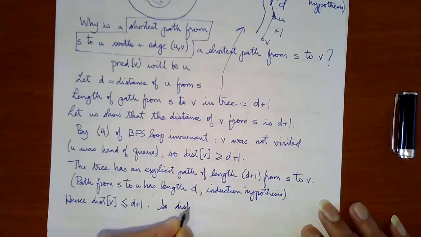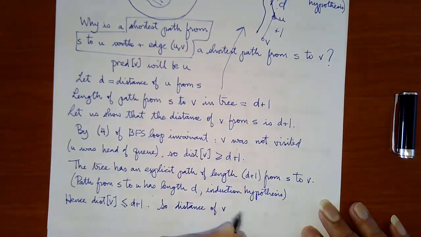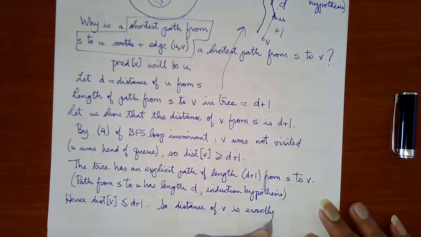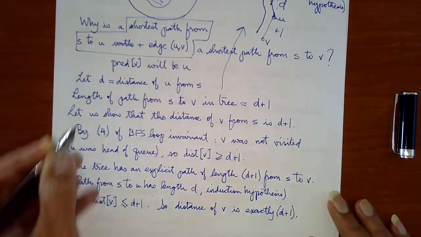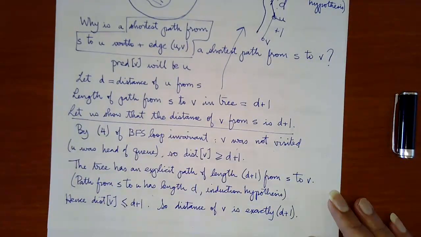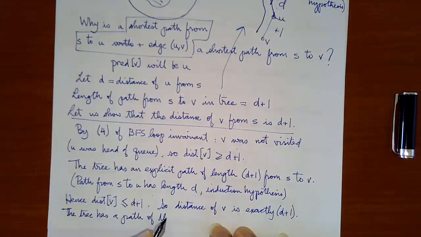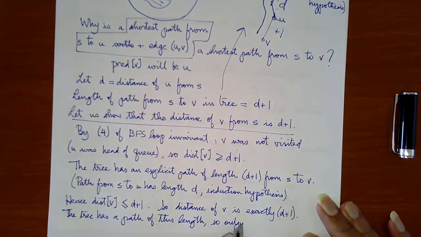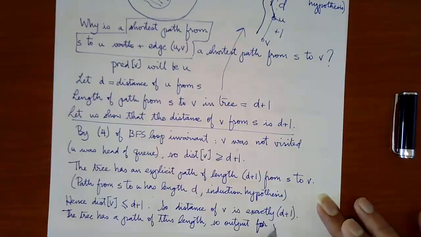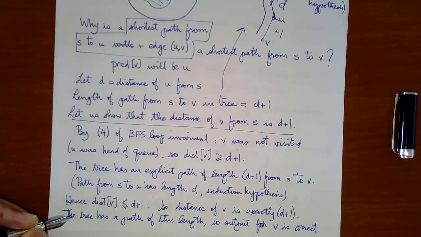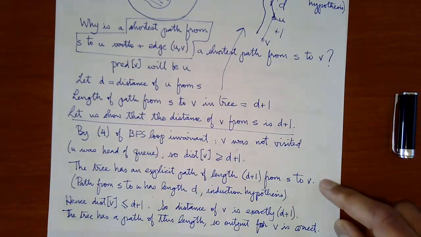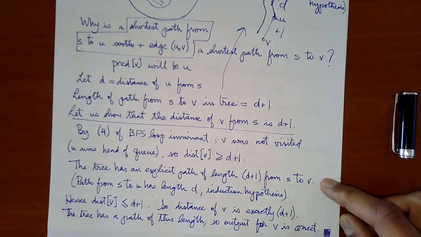So the distance of V is exactly D plus 1. So we prove this fact. And the tree has a path of this length. So the output for V is correct. We only prove the output for V is correct. But this is exactly the induction. This completes the induction. So the induction is done at this point.